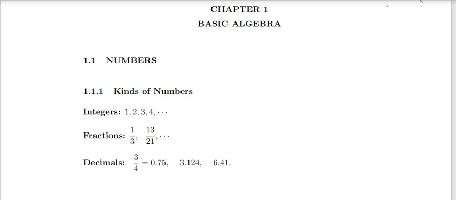So we say mathematics comes from numbers, or starts from numbers. For numbers, we have integers like 1, 2, 3, 4. Saying integer over integer, those are fractions, right? And a fraction like 3 over 4, we can also write as a decimal number: 3 over 4 equals 0.75. So we have those numbers.